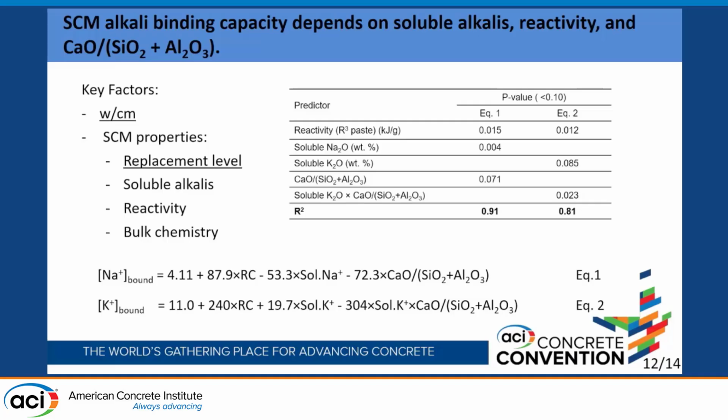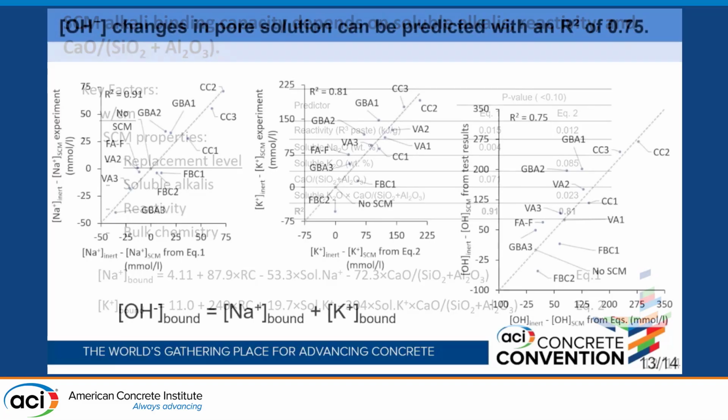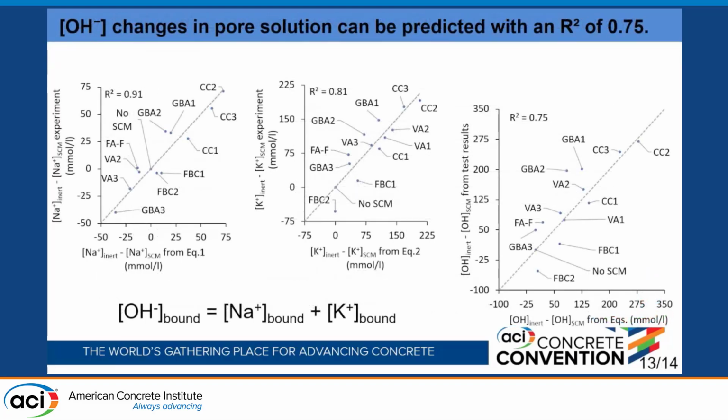But if we want to just have the pH, the OH minus concentration, we know at later ages we only have these two ions, and the other ions will be kind of negligible. So the sum of the two equations I had on the previous slide will tell us how much change in the hydroxyl ion concentration we would have in the pore solution when an SCM is incorporated.